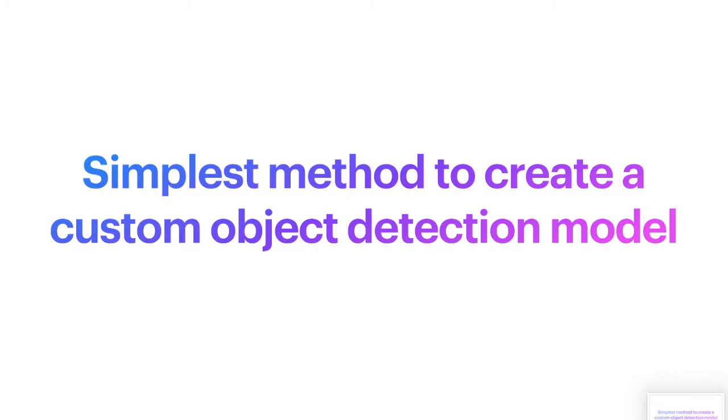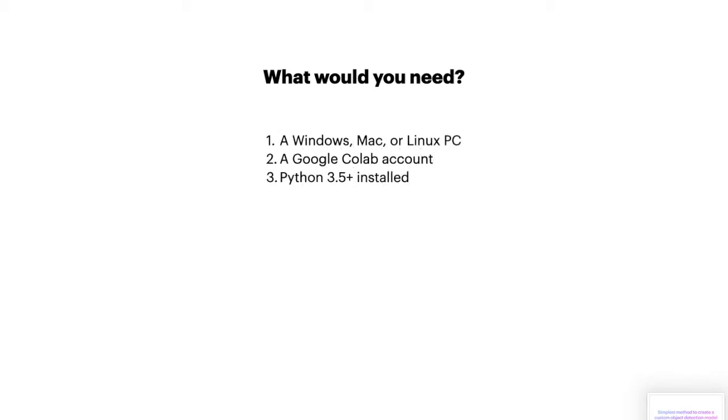Today let's take a look at the simplest method to create a custom object detection model. For this, what would you need? You would need a Windows, Mac or a Linux PC, a Google Colab account, that is where we'll be training because it provides us with free GPUs, and a Python 3.5 plus compiler installed.